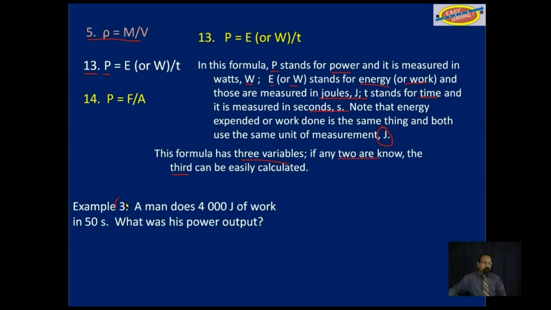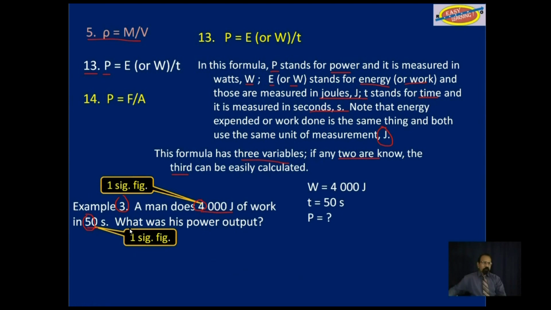So example 3: a man does 4,000 joules of work in 50 seconds. What was his power output? Notice that this is 1 significant figure. This is also 1 significant figure. So our answer can only have 1 significant figure. We write down the work, the time. We want to find the power. Power is equal to W over T. We substitute the numbers we are given because power is already the subject of the formula. And we divide 4,000 by 50, and we get 80 watts.